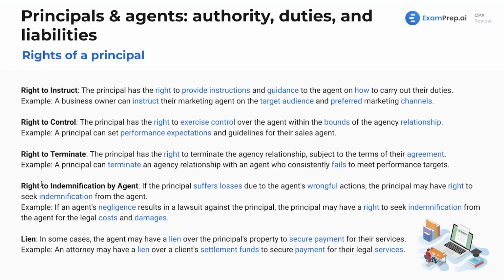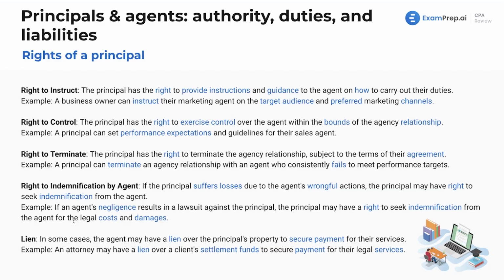We've got the right to indemnification by an agent. If the principal suffers losses due to the agent's wrongful actions, the principal may have the right to seek indemnification from the agent. Now, if an agent's negligence results in a lawsuit against the principal, say I work for an accounting firm, and I keep using accounting firms because, shocker, a lot of you are probably working for accounting firms and dealing with the accounting industry. If I go in, completely mess up financial statements for a client, and that causes lots of damage, the client comes in and sues the accounting firm, then the accounting firm may have the right to seek damages from me as the accountant for any legal costs and damages.